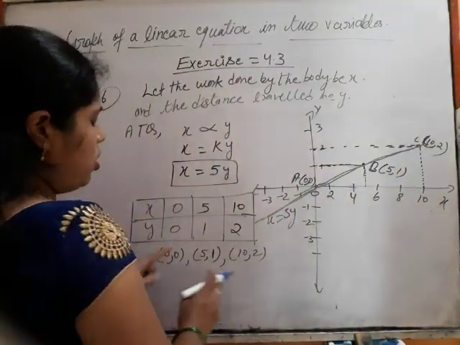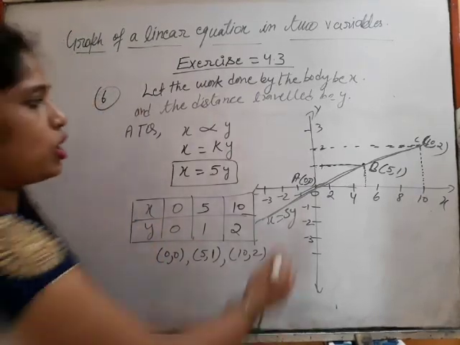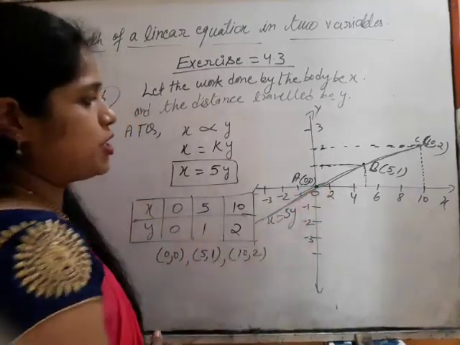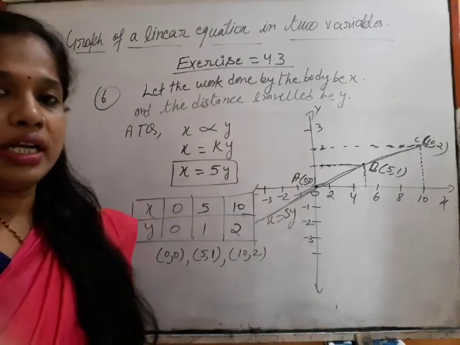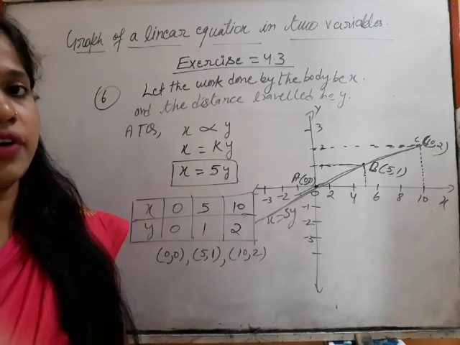Okay. Now when the distance travelled is 0, so work done is also 0, which shows this point. Okay. So till here in this video, other questions will be in the next video. Thank you.